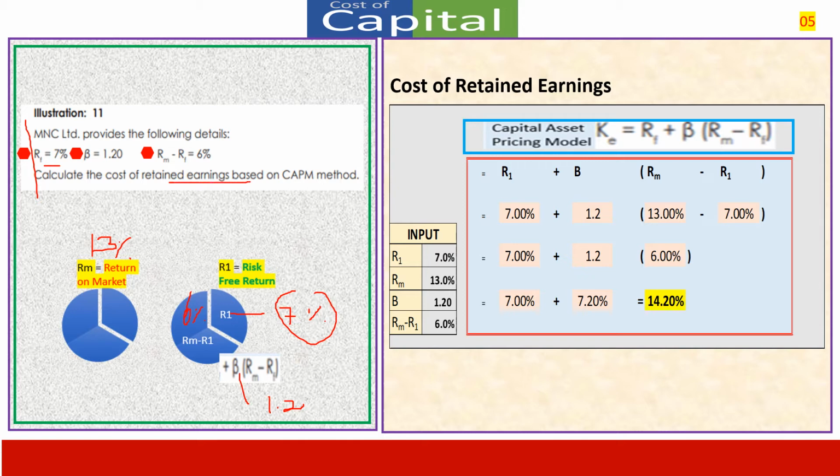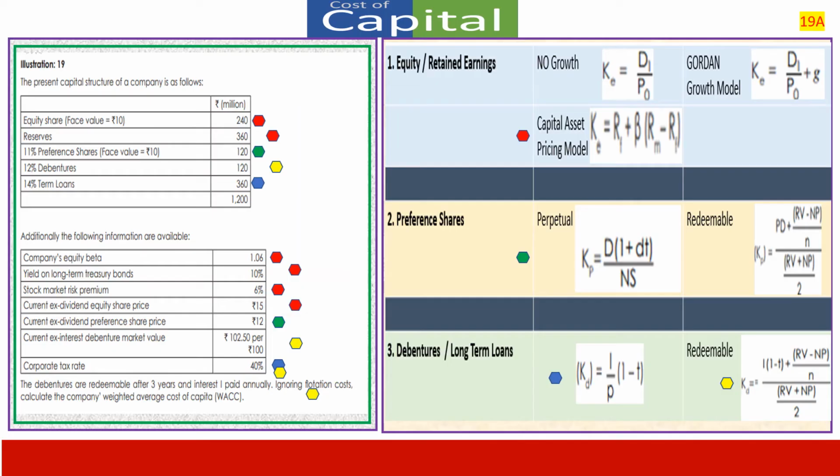Now you have to remember one thing: retained earnings and share capital go together, and either of them use the same formula. Whether it is equity capital or retained earnings, the formula used is the same. Now what we will do is we will take a comprehensive illustration which covers other means of finance along with the equity or cost of retained earnings, which calls for use of CAPM or capital asset pricing model. Let us take up that.